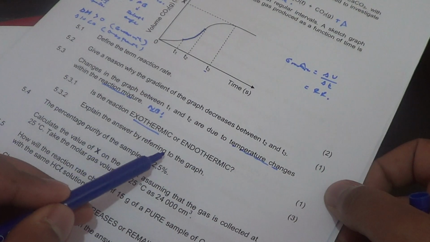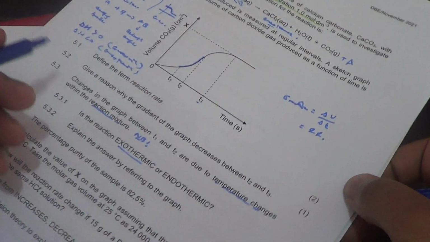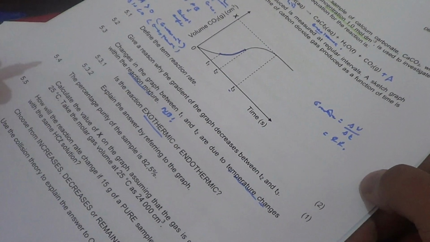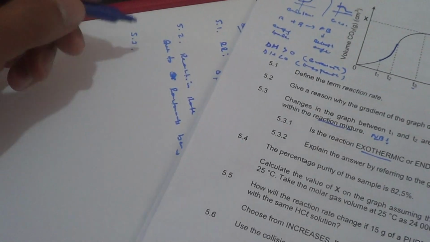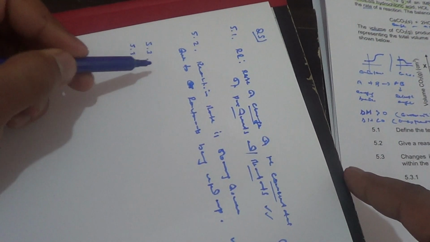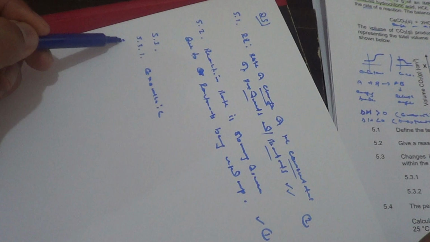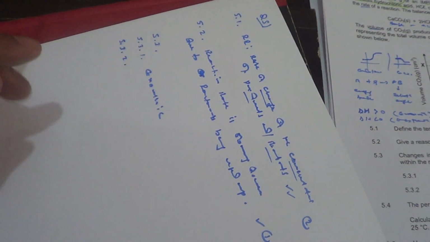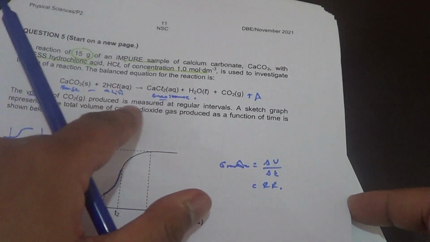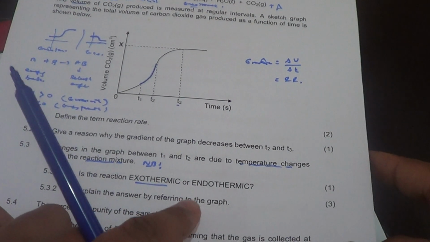So it says explain the answer by referring to the graph, okay? Well, if you refer to the graph here, we know that the forward reaction is being favored here. There are just too many things to consider here. Let's just answer here first. So this is 5.3.1. We said exothermic. So you have two options here for 5.3.2. Because they're actually telling you, look at the graph. Now you cannot use the reasoning that this is an acid-base reaction. So they said use the graph. You have to refer to the graph.